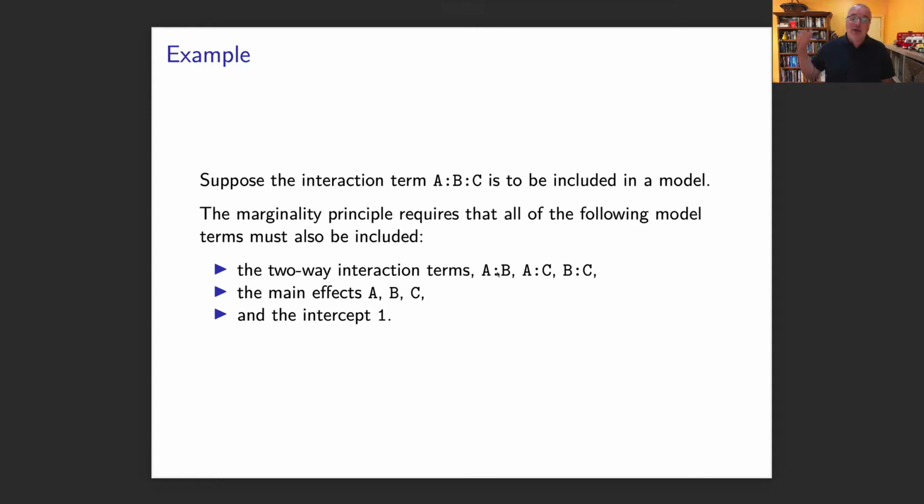Once I do that, everything that involves A, B, or C is involved. So I've got to have the two-way interaction terms, A:B, A:C, B:C. I've got to have the main effects, which is A, B, and C, and I want the intercept in there as well. Okay, so that's the rules.